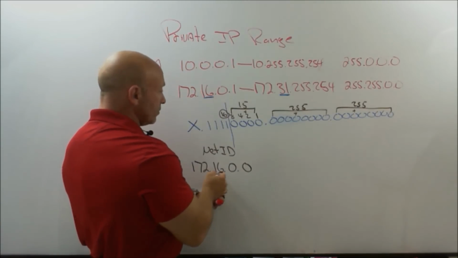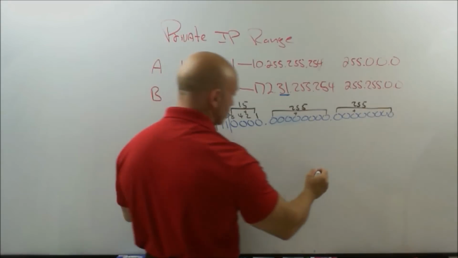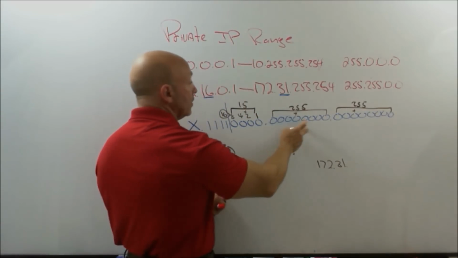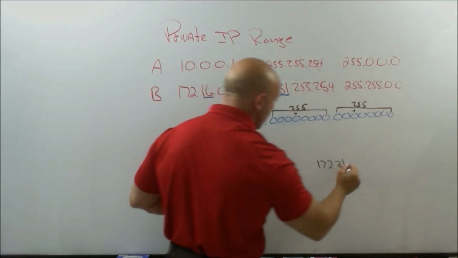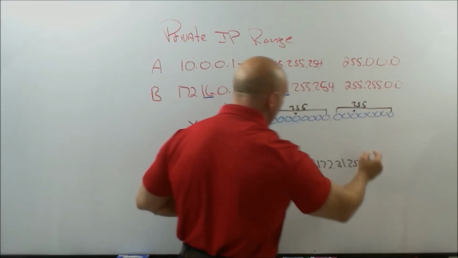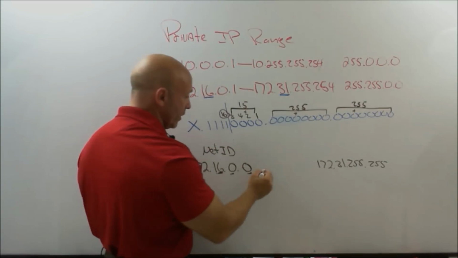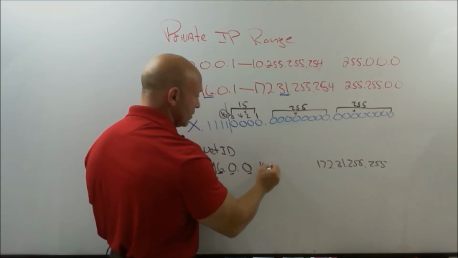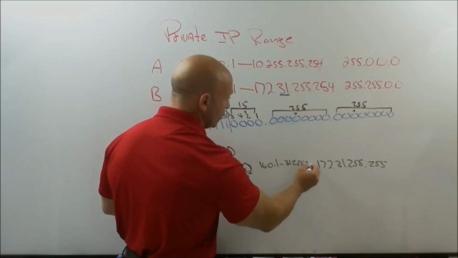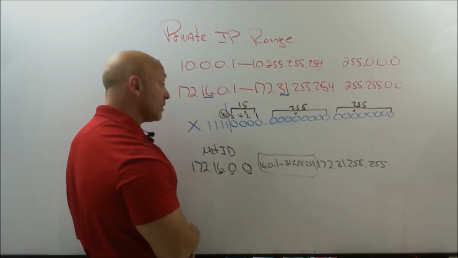Second octet: 15 and 16. Third octet: 255 and 0. Fourth octet. There's your range, right? Your range is 172.16.0.1 through 172.31.255.254. So what is the true mask?